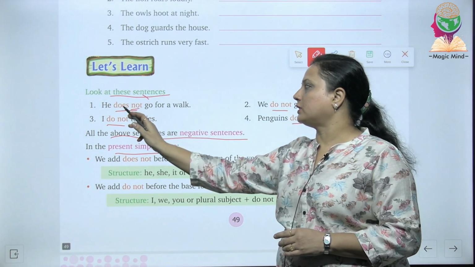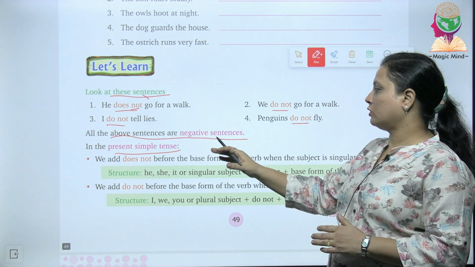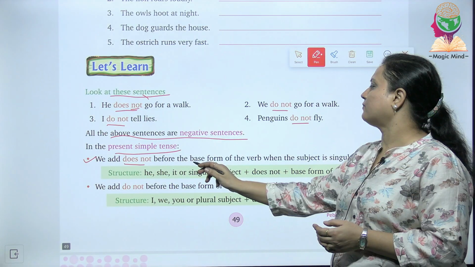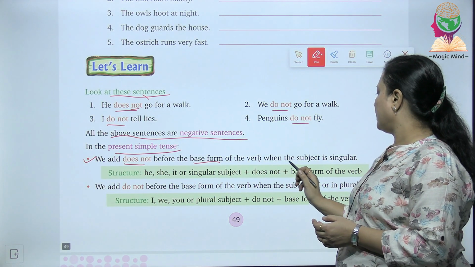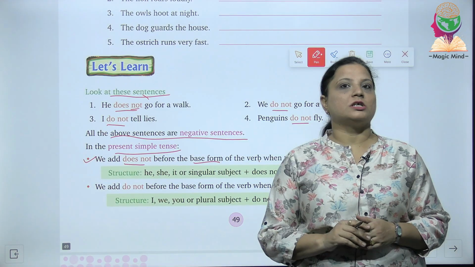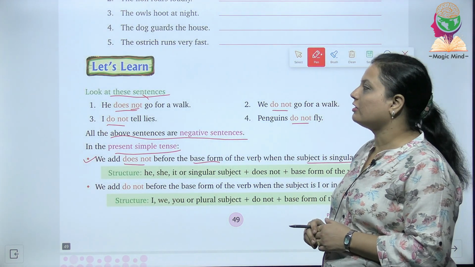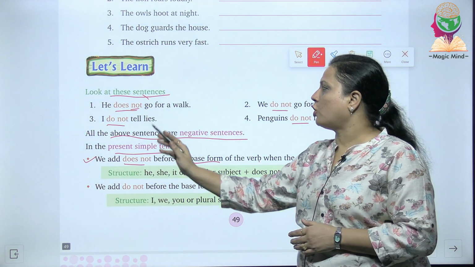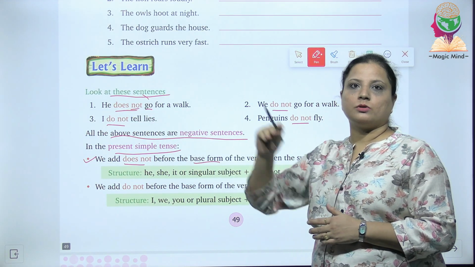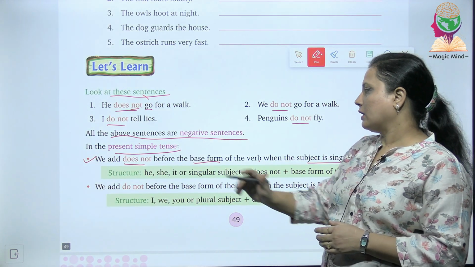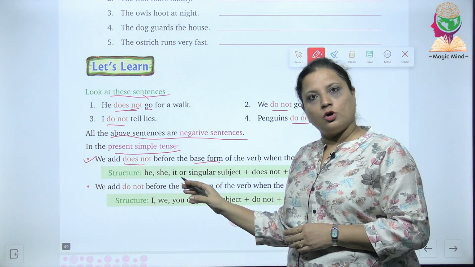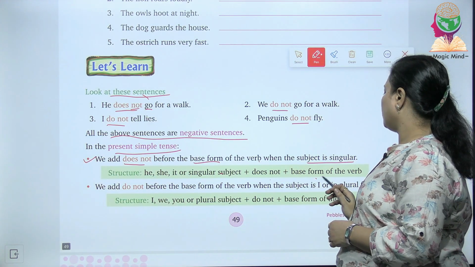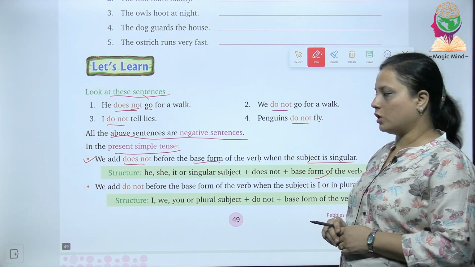Now the rule for using does not and do not is, you should listen very carefully. The first one states, we add does not before the base form of the verb when the subject is singular. यानी कि जब हम singular person की बात कर रहे हैं, we are talking about a singular person or a singular subject, then at that time we will use does not before the verb. Does not हम use करेंगे verb से पहले. And the structure will be he, she, it, or you can say the singular subject. Then we will write does not, and then we will write the base form of the verb.